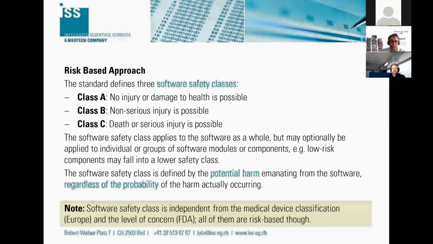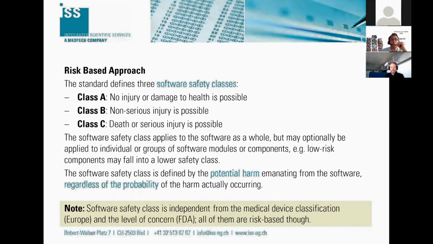The really important thing is that the software safety class is defined by the potential harm emanating from the software. It ignores the probability of such. So we don't base it on the risk, but the potential harm.